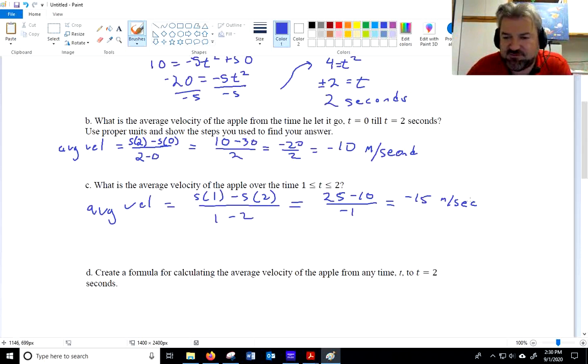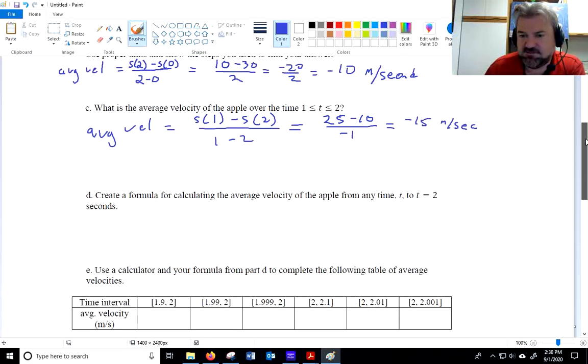So it seems like the average rate of change is bigger from 1 to 2 than it is from 0 to 2. Create a formula for calculating the average velocity of the apple from any time t to t equals 2 seconds. All right, well, we can do that, right?